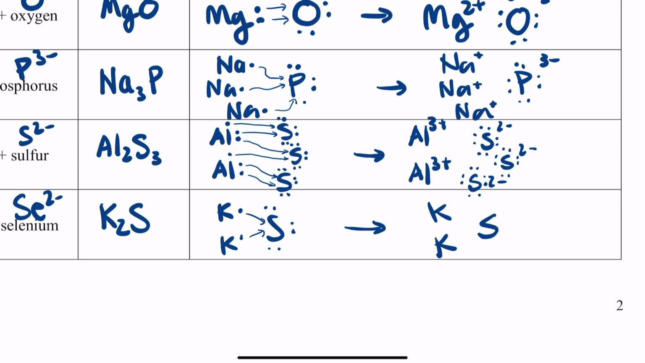And after that happens, each potassium no longer has that valence electron. They'll have a 1+ charge. And the selenium will have 2 extra valence electrons compared to before. It will complete its octet, and it will have a 2- charge.